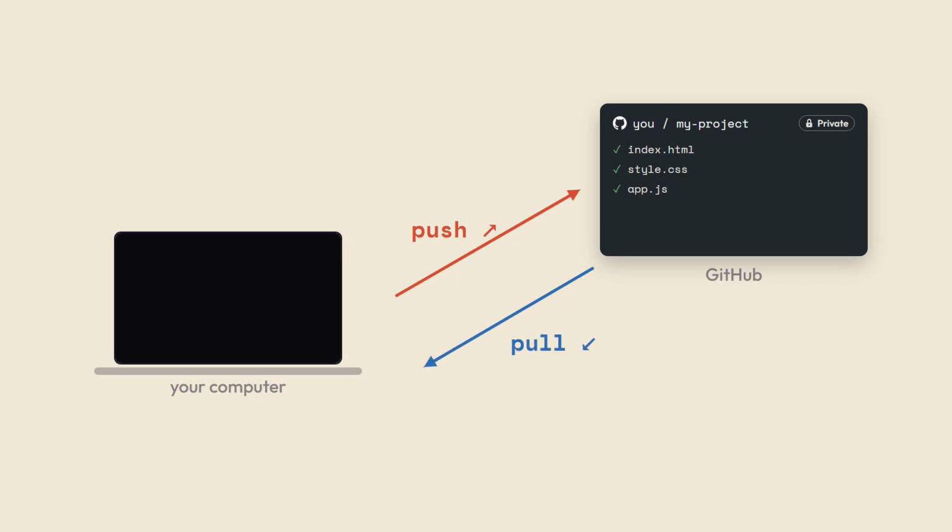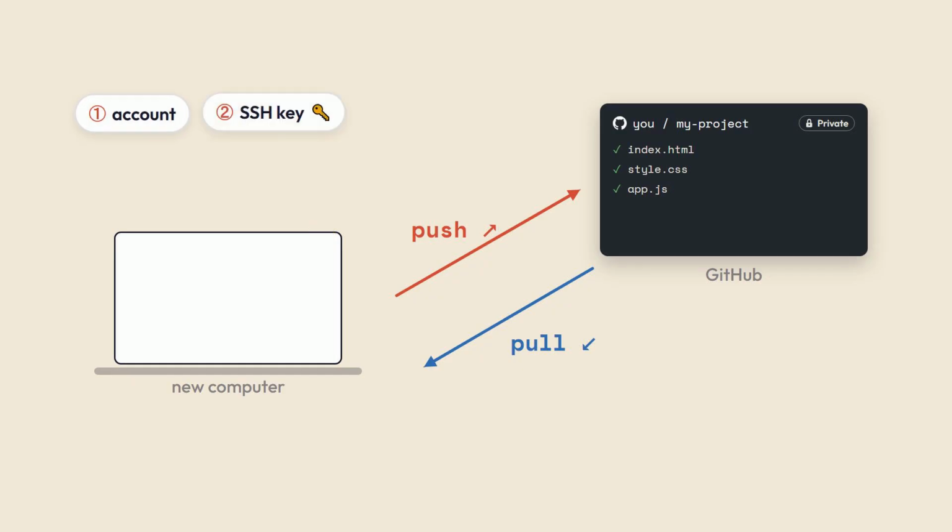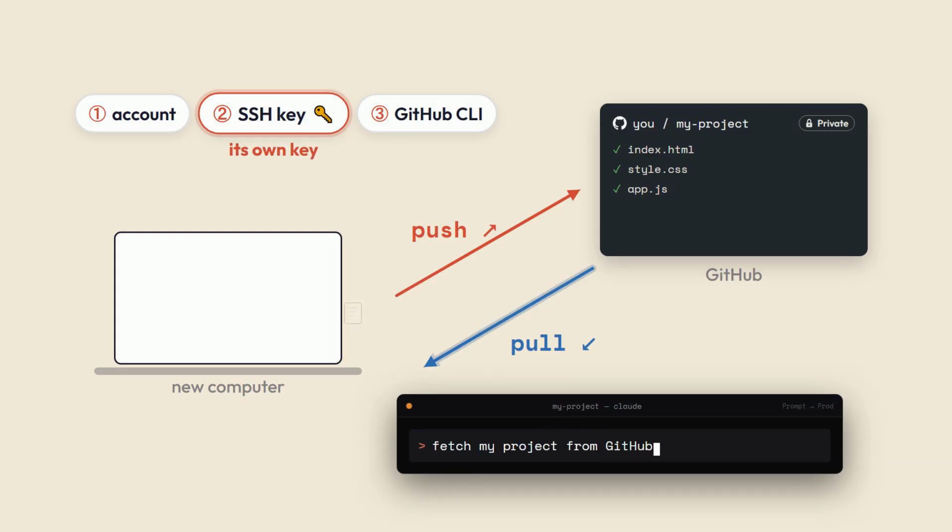If your laptop dies or you buy a new one, you run the same 3 setup steps on the new machine. Each computer needs its own SSH key. Then ask Claude to fetch your project from GitHub and continue where you left off.